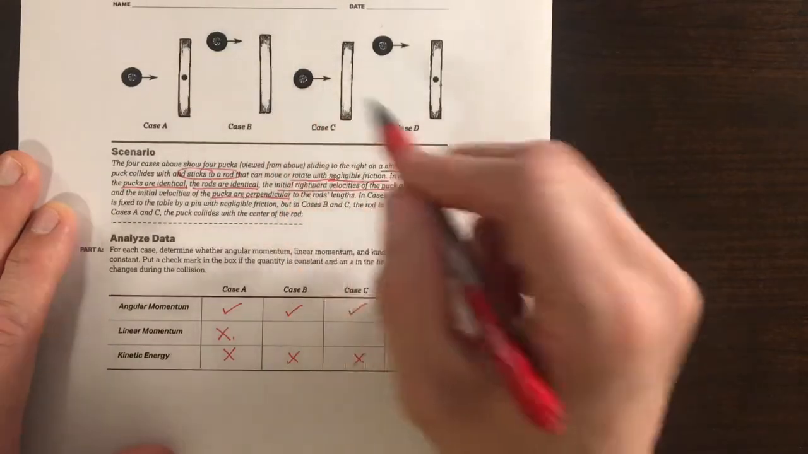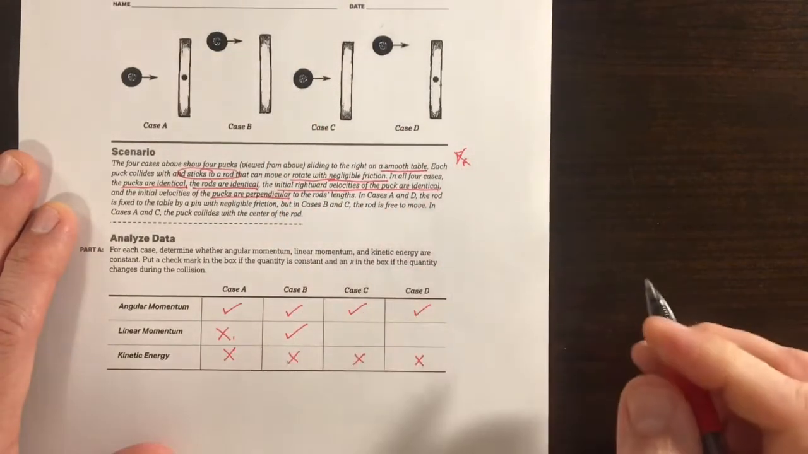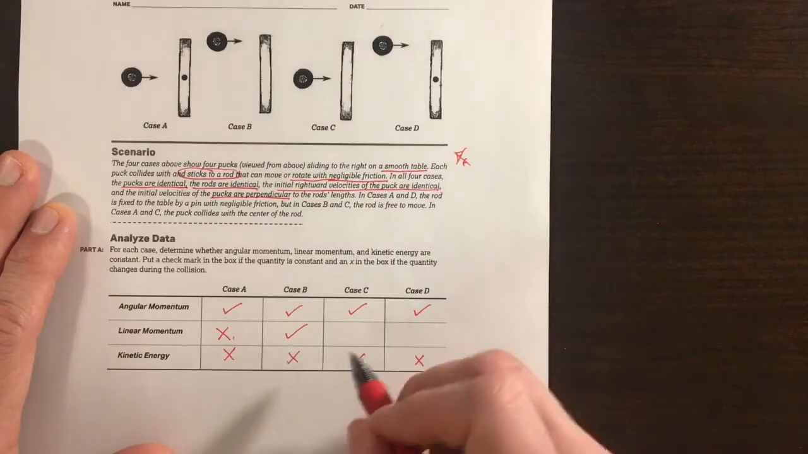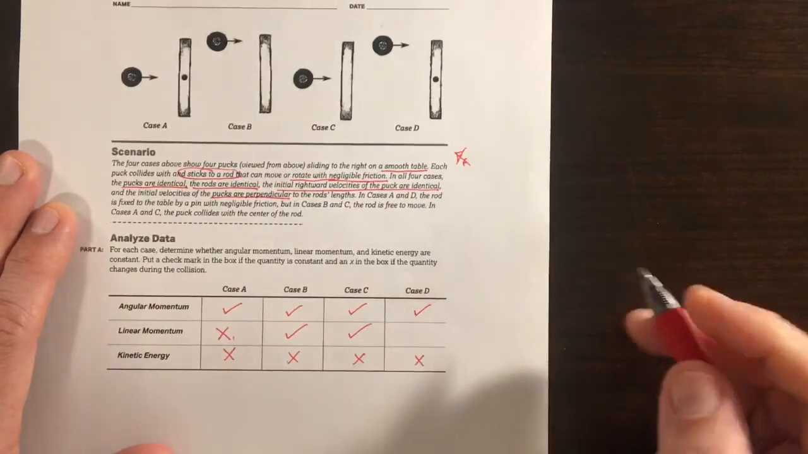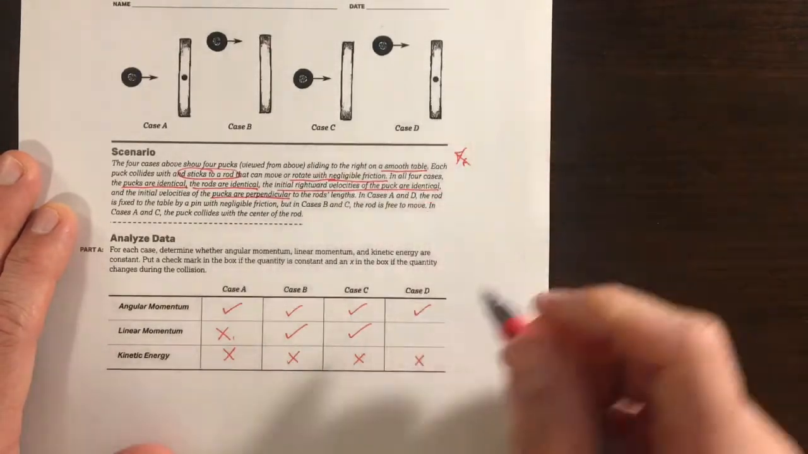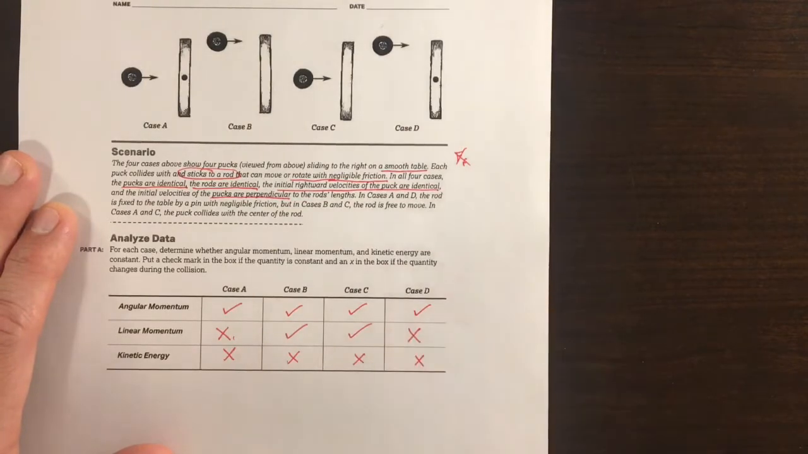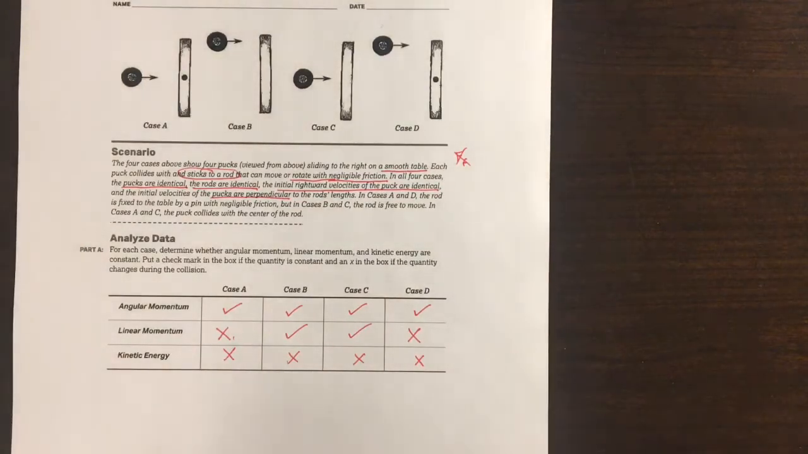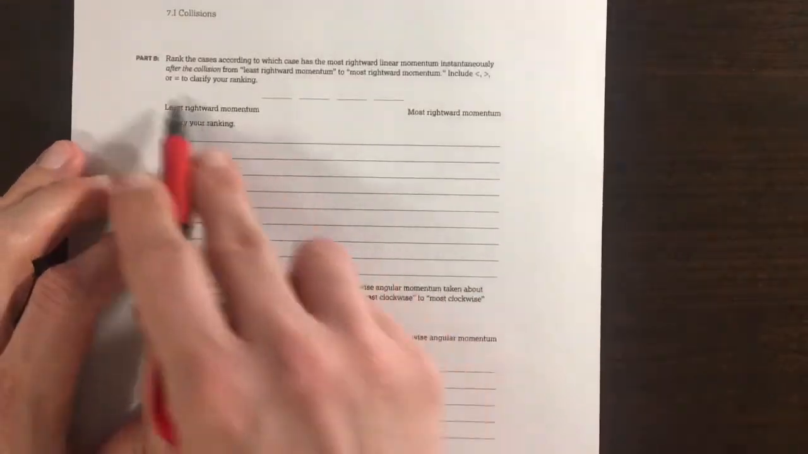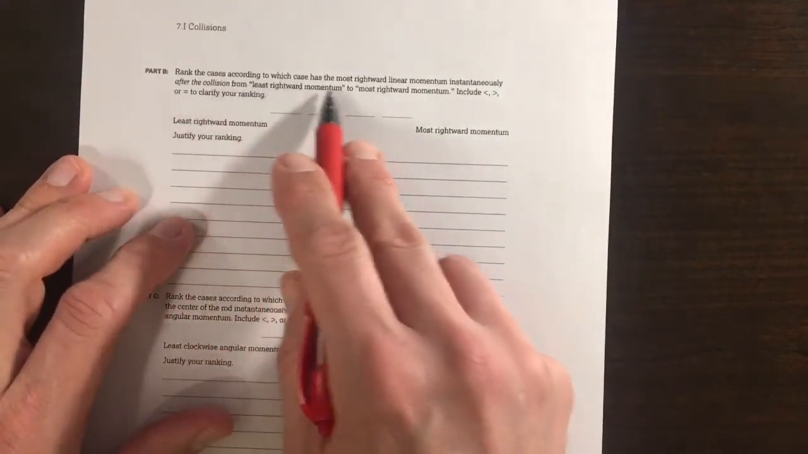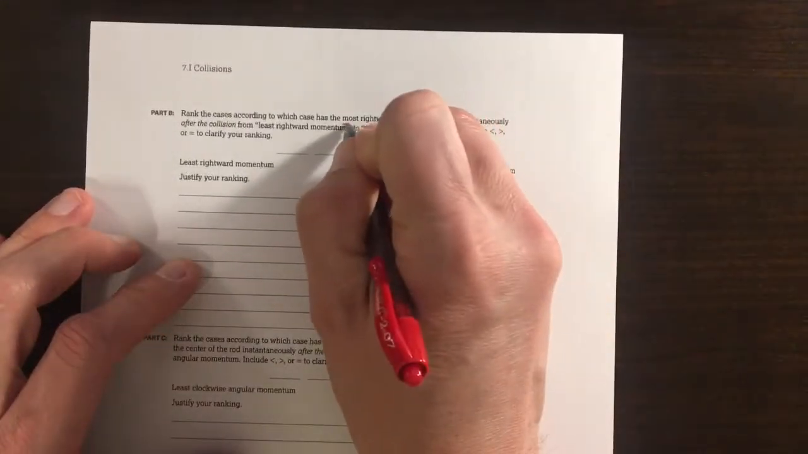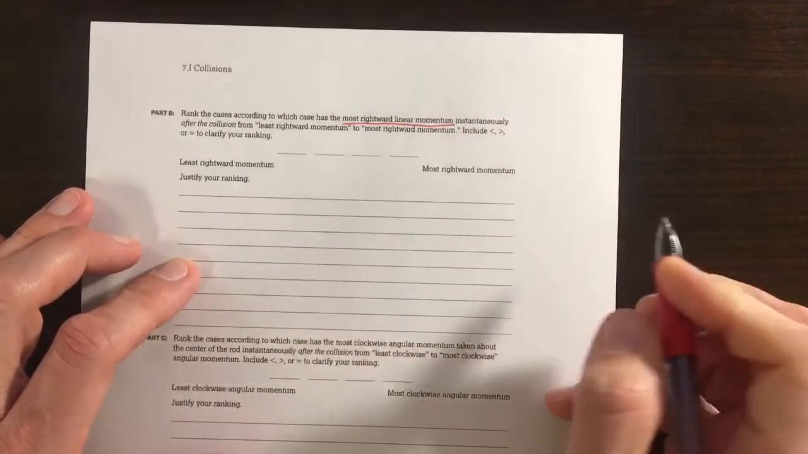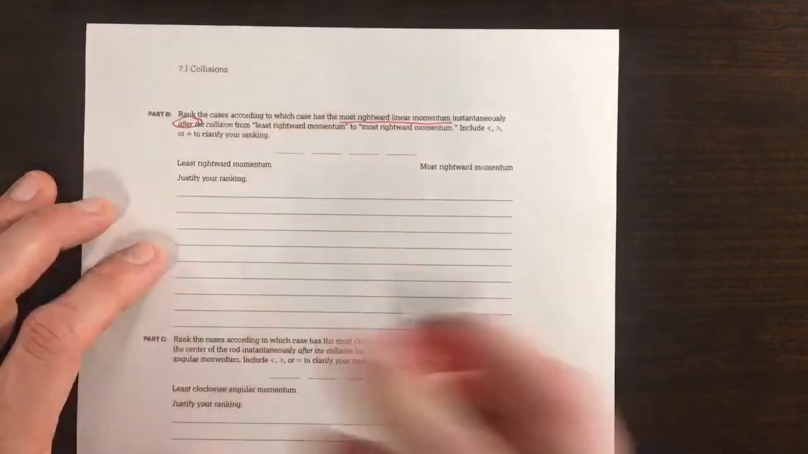B, there is no pin, so there's no outside net force, meaning linear momentum is going to be conserved. Same thing with C, linear momentum is going to be conserved. But in D we have a pin, so therefore the linear momentum is not going to be conserved in this case. Now flipping over to the back of the problem, it says rank the cases according to which one has the most rightward linear momentum instantly after the collision.